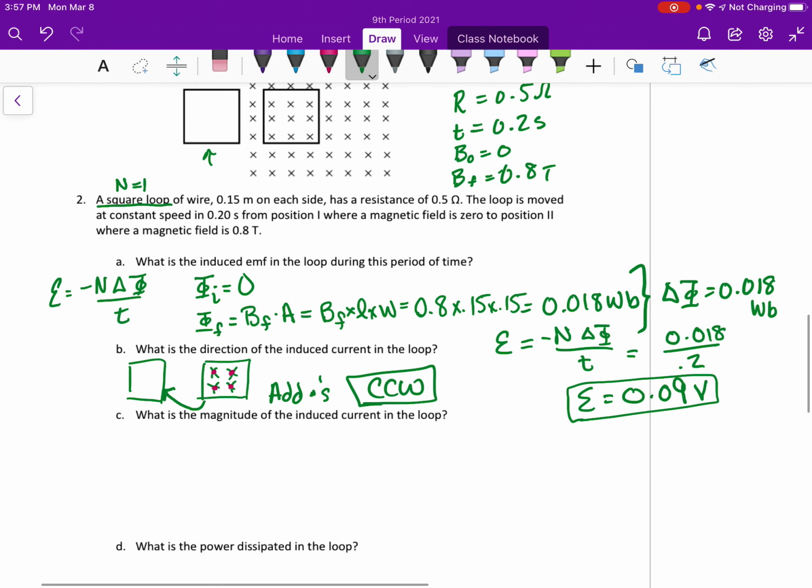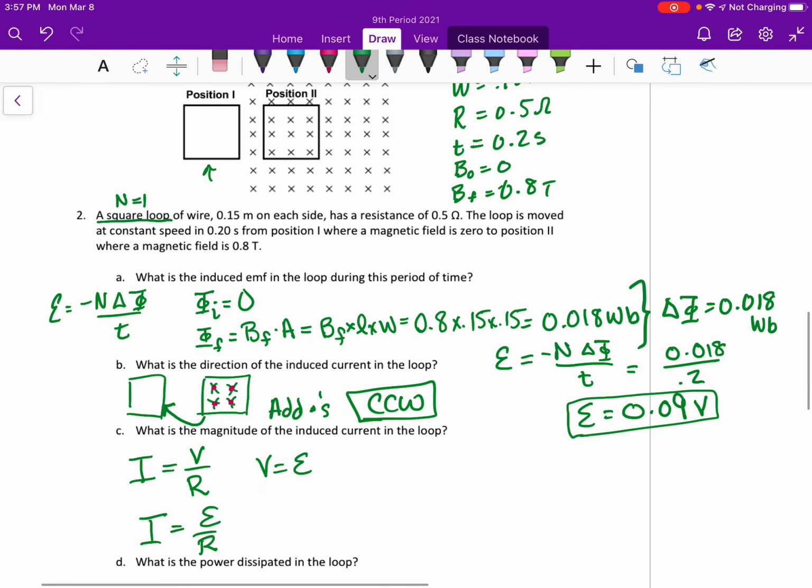Part C says, what is the magnitude of the induced current in the loop? We know that the current is voltage over resistance. In this case, we're just going to substitute EMF for the voltage, so I can write the current is the EMF over the resistance. The EMF is 0.09 volts, and the resistance, they told us, was 0.5 ohms. When I plug that all in the calculator, I get the current is 0.18 amps.